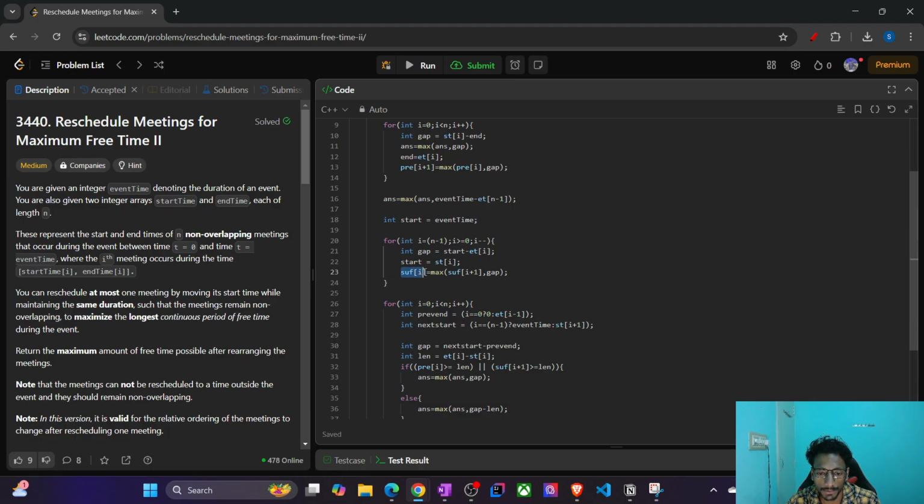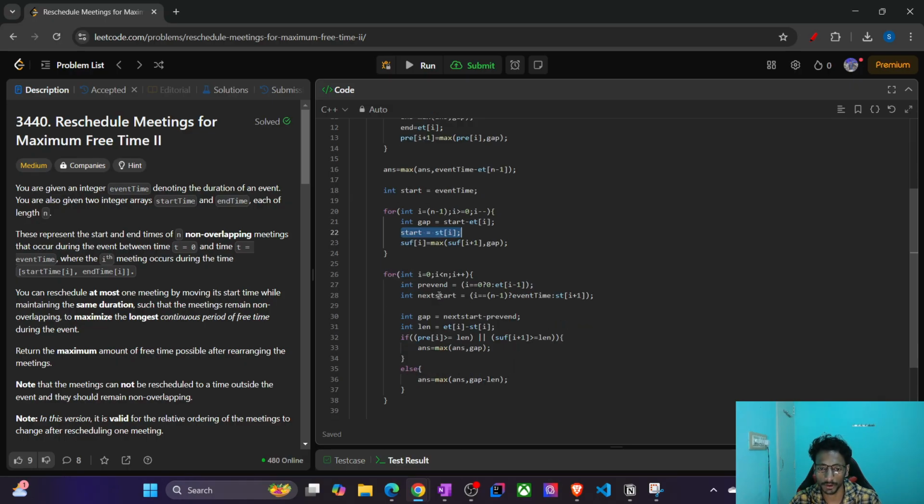You can see that in suffix of I I am storing the current gap and the suffix of I plus 1, because it may be possible that the maximum gap is present on the right side of this event also. So that's why I am storing this. I will take the maximum value, and the start will be modified to the starting of the current event, because next time it will be the starting time, and the ending time will be that of the previous event of the next ending time. Got it? In this way I have populated the suffix array.